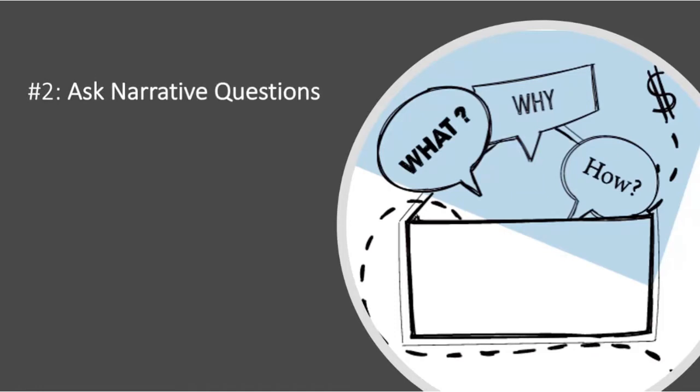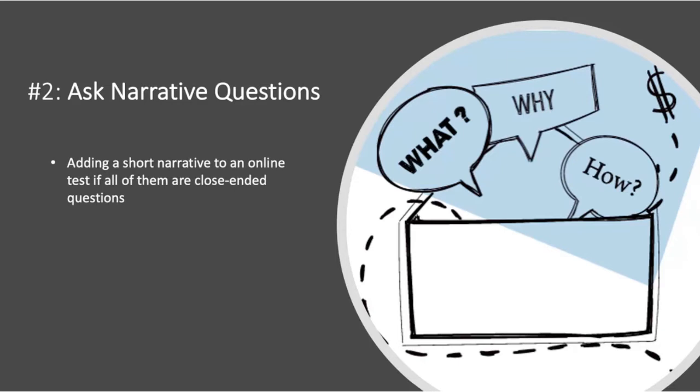Strategy number 2, ask narrative questions. If you give students a set of problems to solve, some may search online for answers to similar problems. However, it's harder to find student-generated explanations of the steps they took to solve those problems. Adding a short narrative question to an online test requires students to do more than just provide the correct answer. This can be a short, open-ended test question that takes seconds to grade.